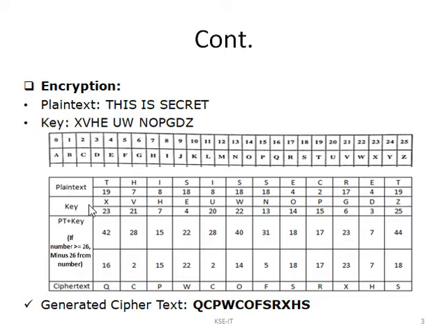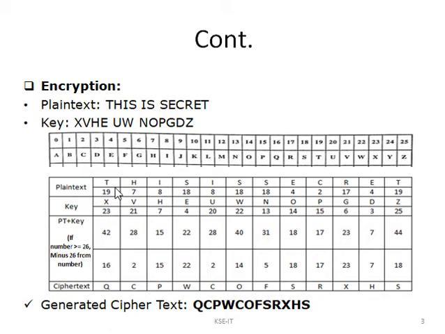Do the same thing for the key also. Write down the key and write down the equivalent numeric value for all the characters of the key such that X equal to 23, for V it is 21, for H it is 7. Do the same thing for the rest of the characters. Now add plain text and key. Add the numeric value of the plain text character to the numeric value of the key character.